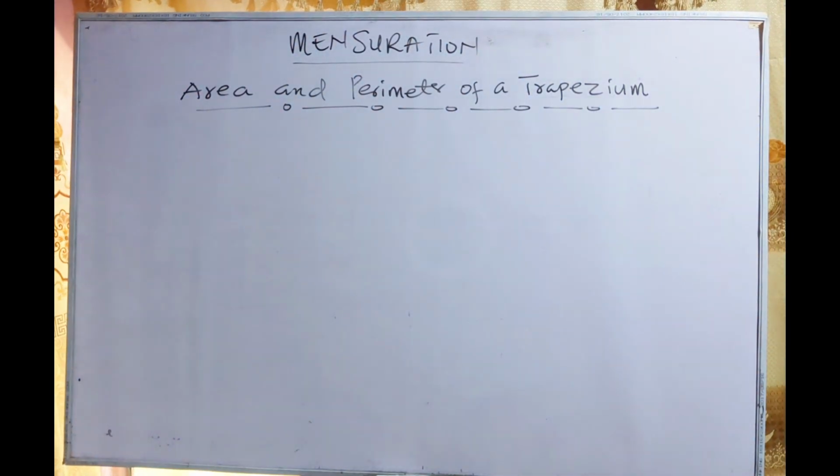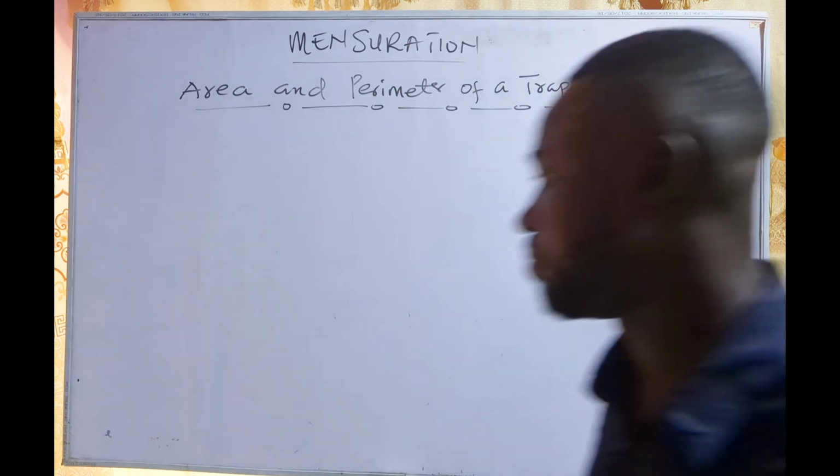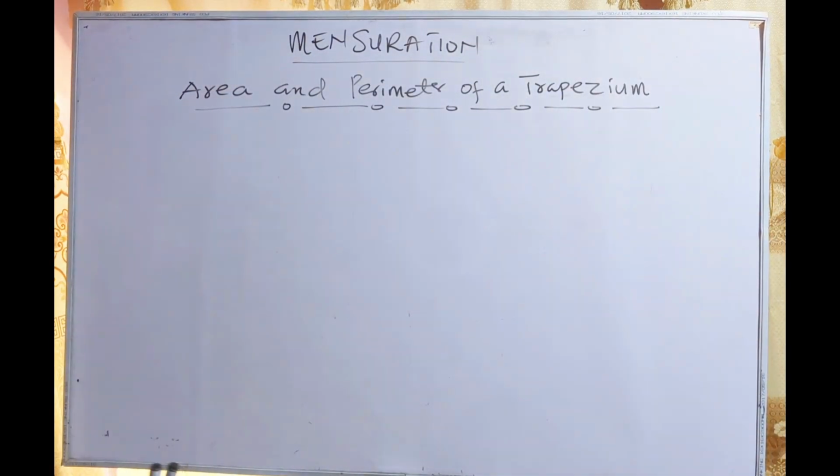Hello, welcome to our lesson on mensuration. We are going to look at trapezium, or the American would say trapezoid. All right, so we are going to look at the area and perimeter of a trapezium. So, what is even a trapezium or a trapezoid?